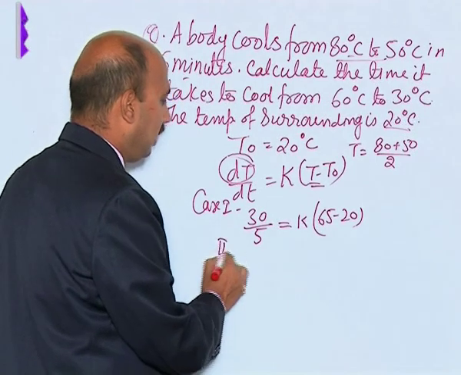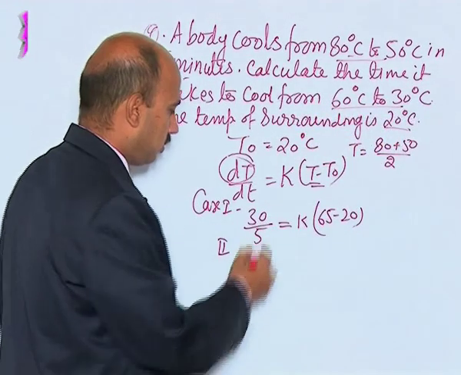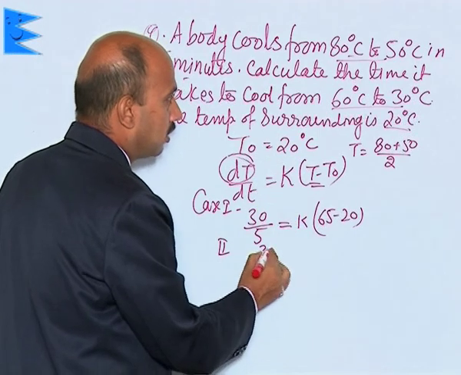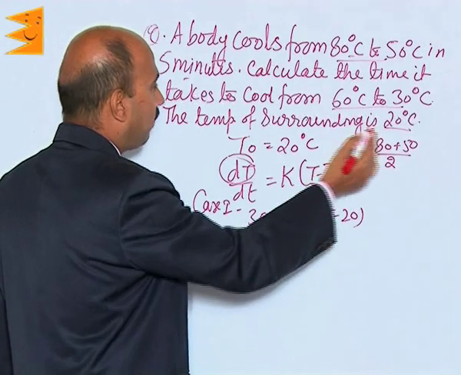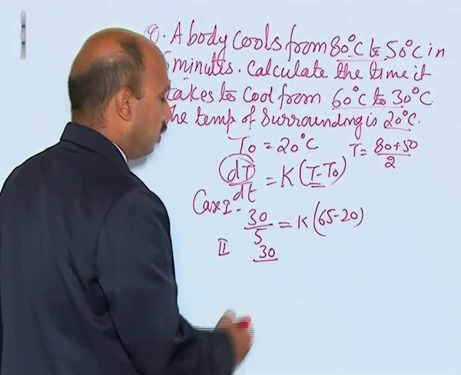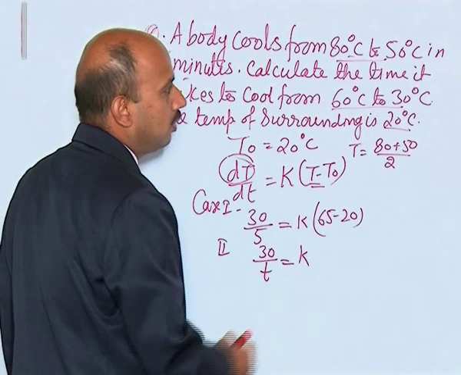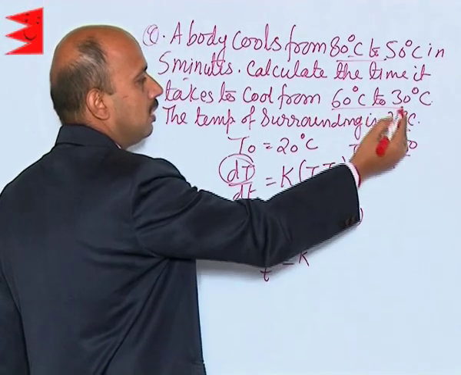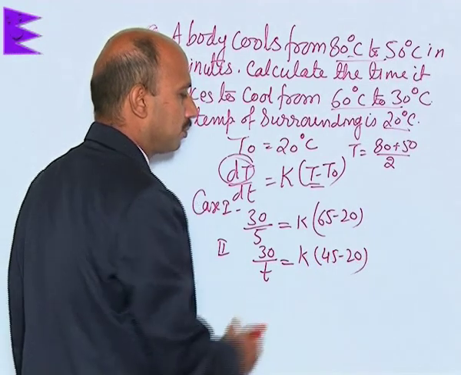Similarly, in case 2 we can write temperature is changing 60 to 30 degrees Celsius. So, we can write again 30 divided by, not 5, we have to find this time. So, we can write here time t is equal to k into, this is 60 plus 30, 90 divided by 2, that is here 45 minus 20.